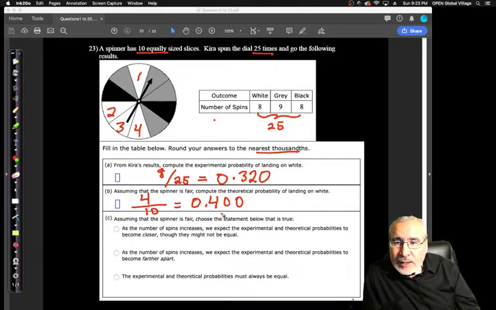This is sort of one way to test things. If we do it a lot of times and it doesn't get reasonably close to what we're expecting, then we might not have a fair spinner.